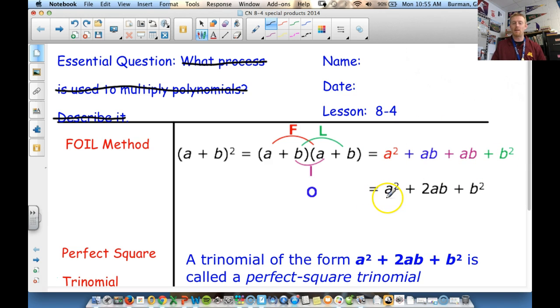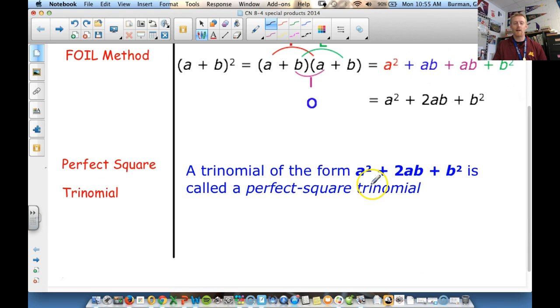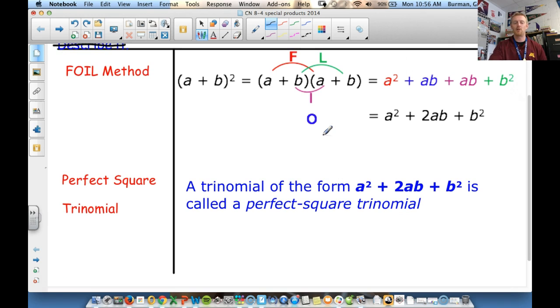We can notice that it becomes the pattern of a squared plus 2ab plus b squared. Now when we have things that fall into that specific pattern, they are called perfect square trinomials. So they have to be in the form of a squared plus 2ab plus b squared. So what that means is that when we multiply the firsts, our inners and our outers end up being the exact same thing. So our firsts become the a squareds, our outers and our inners make 2ab's. So we'll show that pattern here in just a second.